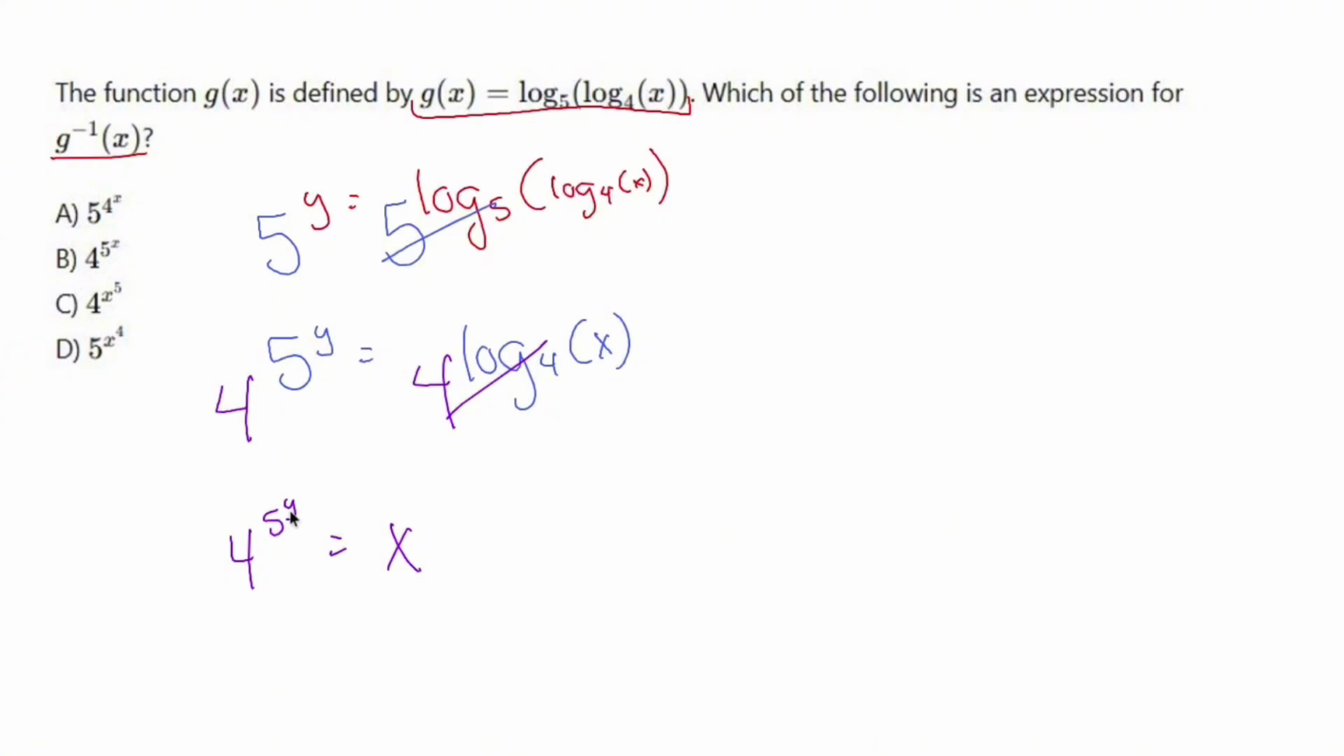Now this is g of x. They want me to find the inverse. And in order to find the inverse, your first step is going to be swap the x and the y. So 4 to the 5 to the x is going to equal y. So the inverse of g is 4 to the 5 to the x, which is B. Very strange problem, but I like it.